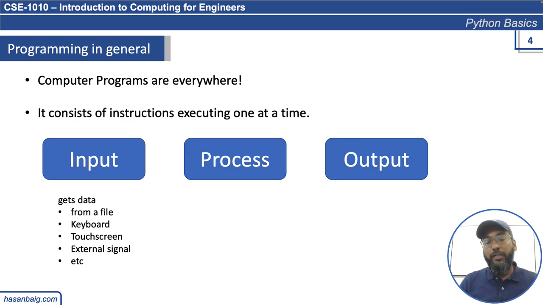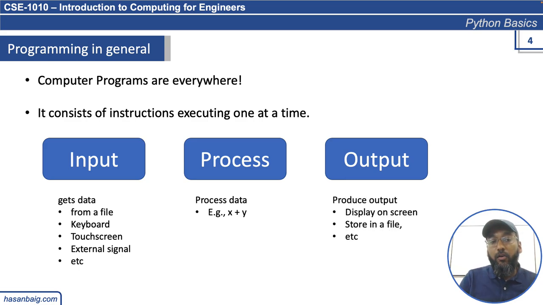Once the input is provided to a computer, it has to process it. It could be a simple mathematical expression like x plus y. So you provide an input x and y, and it performs a mathematical evaluation. And then once the input is processed, it has to produce an output. It could be a display on a screen, or it could be storing something in a file, etc.